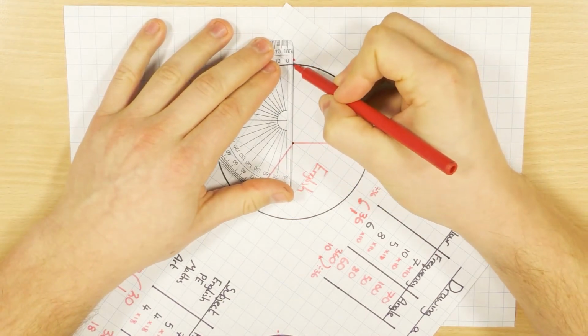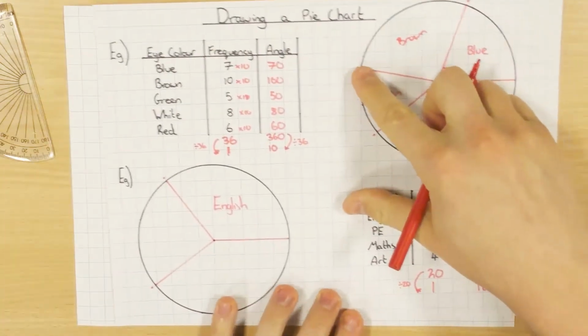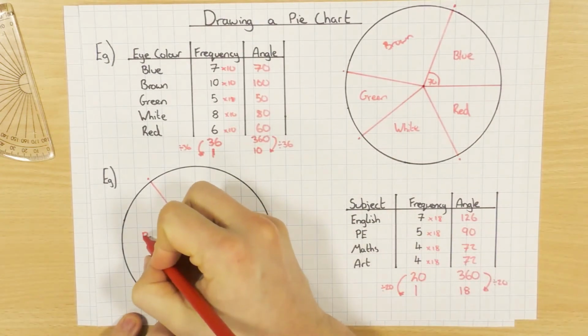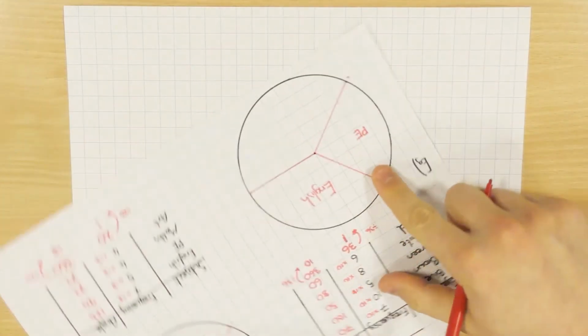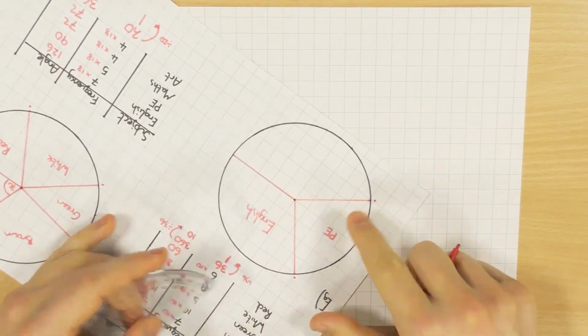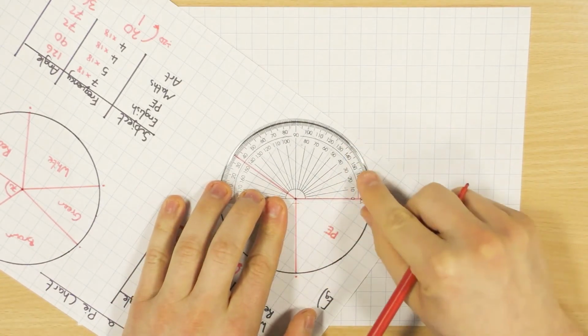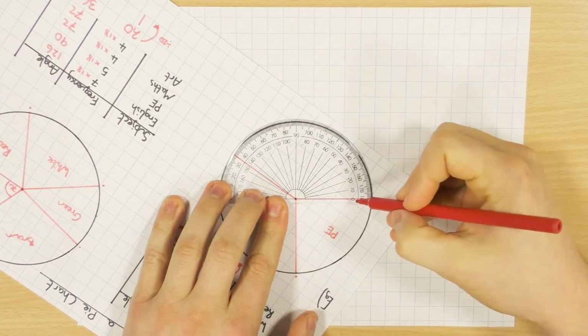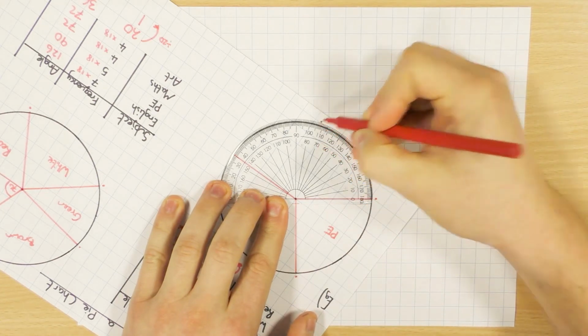And line it up. And that one, what did we say that was? That was PE. Next one is maths at 72, so again I'm going to turn it round so it's level with me. At the centre, line it up with the line there. So going around, again on the inside, 72 would be there.